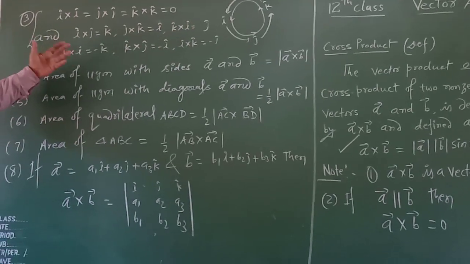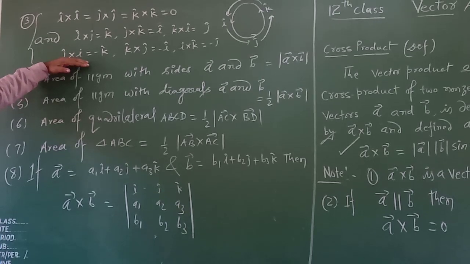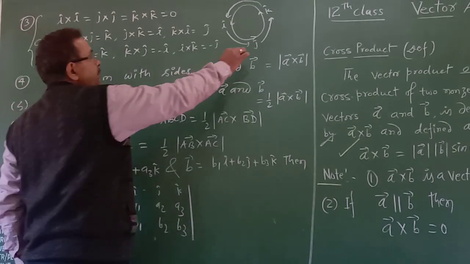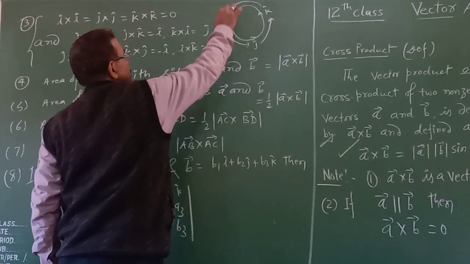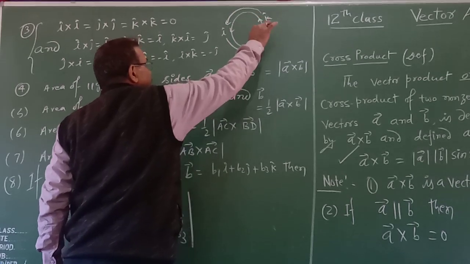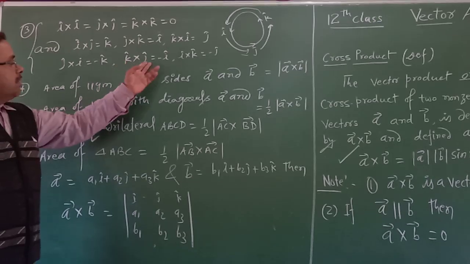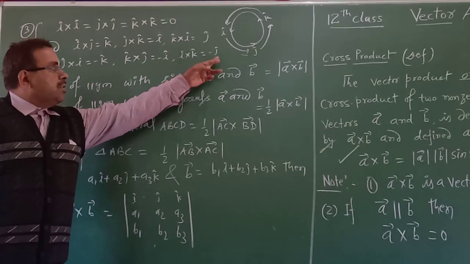Similarly, as we know that the cross product does not follow the rule of commutative law. It means यदि आप क्लॉकवाइज चलेंगे तो J cross I equal to minus K and I cross K equal to minus J and K cross J equal to minus I.